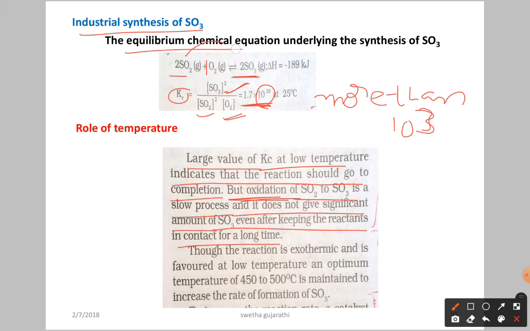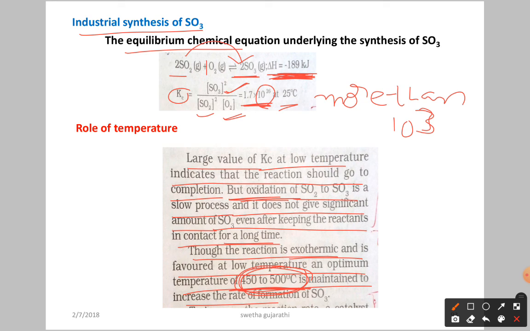So here what happened? You are going to add the oxygen, means what? Oxidation. So this will be taking more time. Why? Because you're talking about low temperature. So here what we are doing, though the reaction is exothermic, here if you see the delta H symbol, what we have? Negative. Once the delta H is negative means what? It is an exothermic reaction, means the reaction does not need the temperature. Okay. So what happened? Though the reaction is exothermic and it is favorable at low temperature, we are going to use the optimum temperature, how much? 450 to 500 degrees Celsius to increase the rate of reaction.